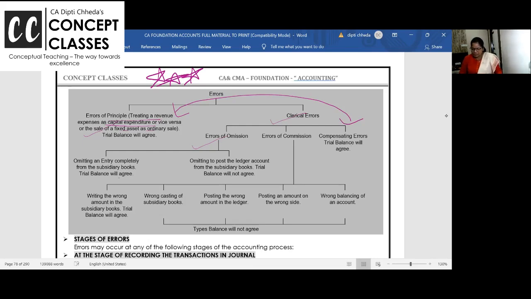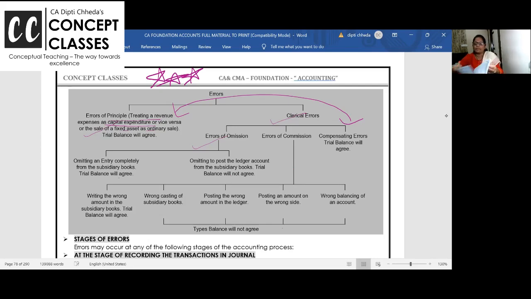Error of commission: writing the wrong amount in the subsidiary book. Subsidiary book means purchase, sale, it is written wrong. Wrong casting of the subsidiary book. Posting the wrong amount in the ledger. Posting an amount on the wrong side. Wrong balancing. Okay? These types of errors, trial balance will not agree. Yes? Trial balance will not agree here.